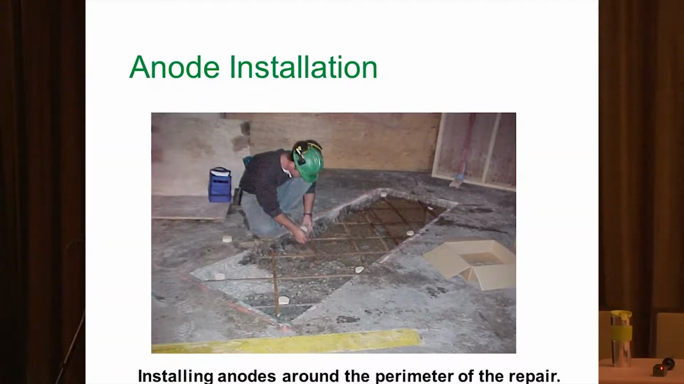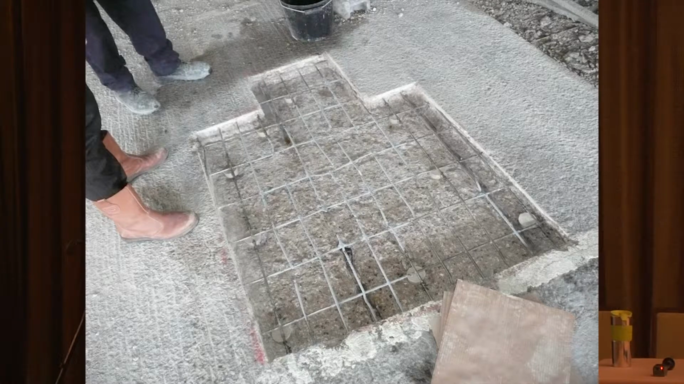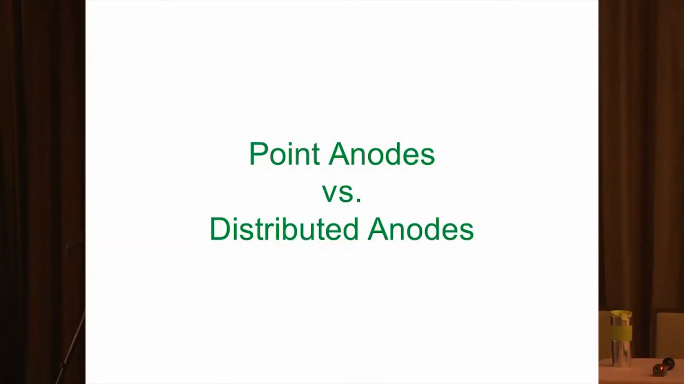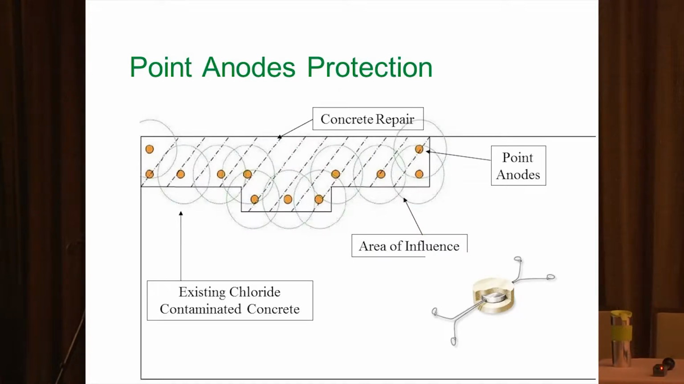Here is an example of some of these going in. This is a smaller project. You can see the workmen placing these anodes around the perimeter of this repair patch. Here's another example of this. And then here's a pile cap on a marine structure. If you look carefully, you'll see the anodes right up there. So far, we've been talking about point anodes, and those point anodes, as I mentioned, provide that current around the perimeter of the patch.